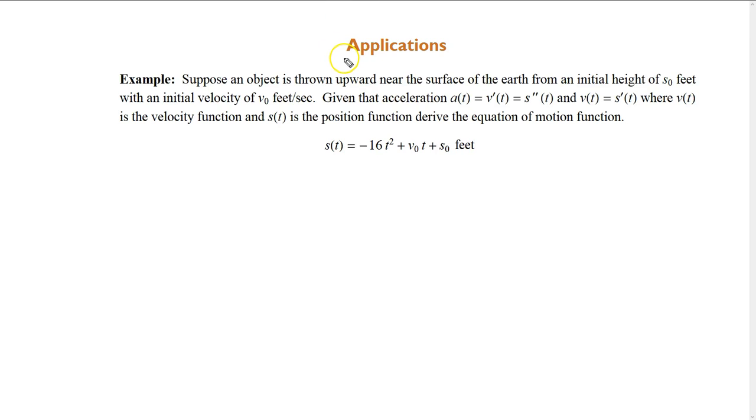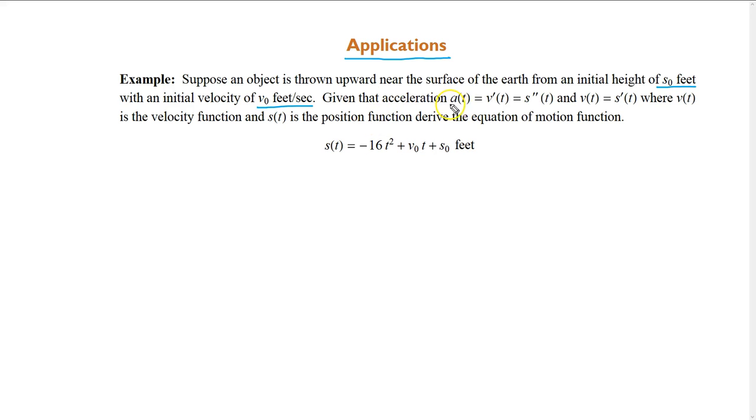We're now going to take a look at a few applications of anti-differentiation. So the first example we're going to look at here is deriving the equation of motion for an object thrown upward or downward near the surface of the Earth. Suppose we throw an object upward or downward near the surface of the Earth from an initial height of s0 feet with an initial velocity of v0 feet per second.